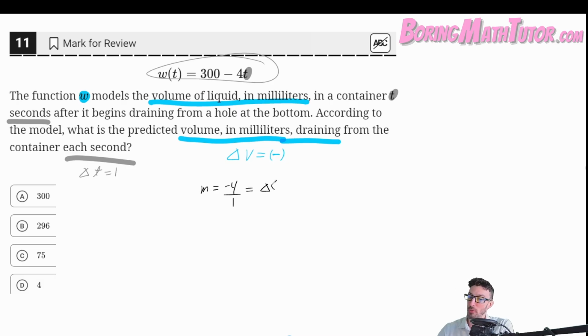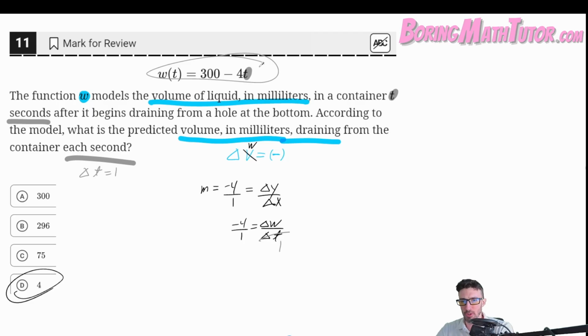But slope is always change in y over change in x. In this case, we don't have y and x. We have w. I don't know why they're using w for volume, but that's what they're doing. Over t instead of x. So that means we got -4/1 equals change in w over change in t. They want the change in t to just be 1. So that means that the change in w, which is the letter I should have been using over here because it's not v, it's w for some reason, is -4. So therefore, how much are you losing each second? Well, you're losing 4. So that's one way to get the problem done.